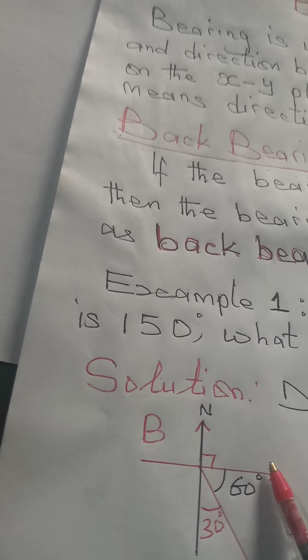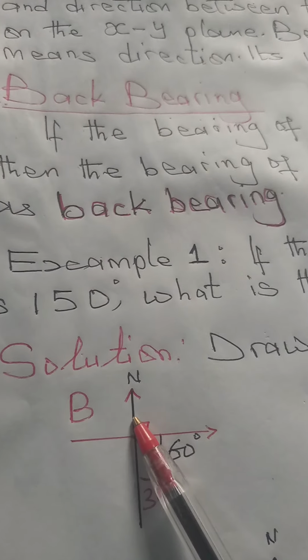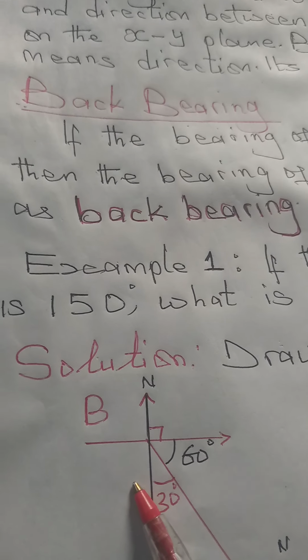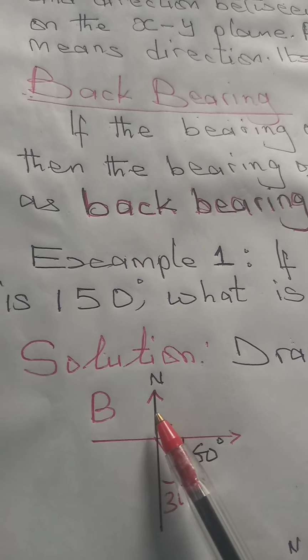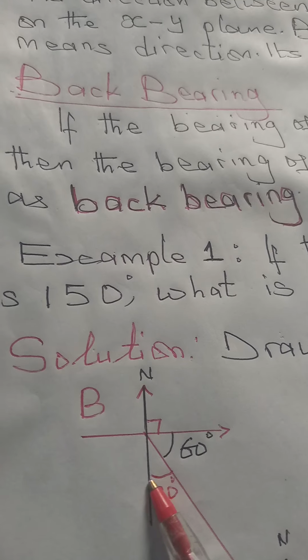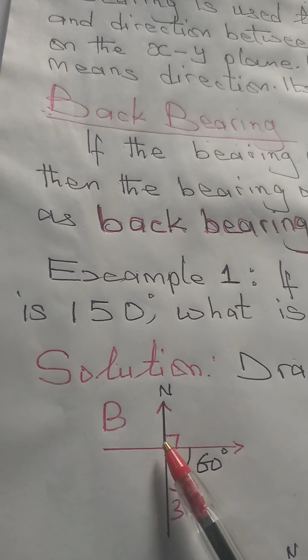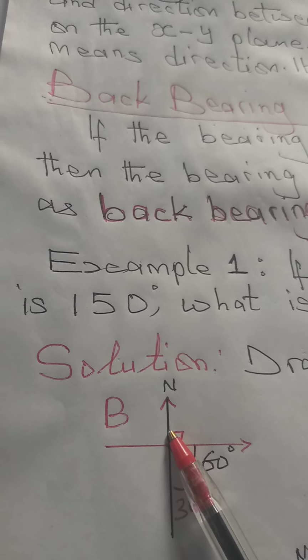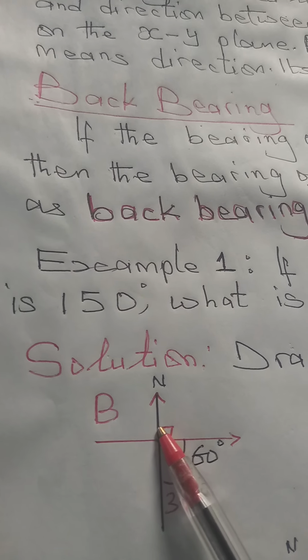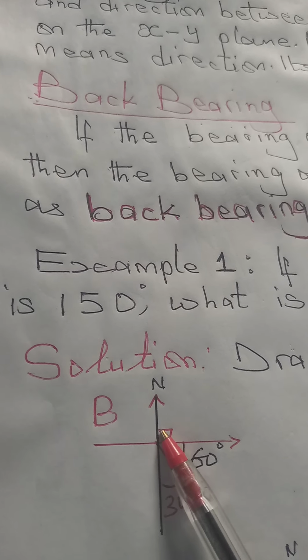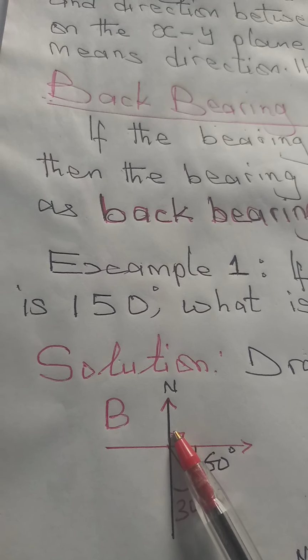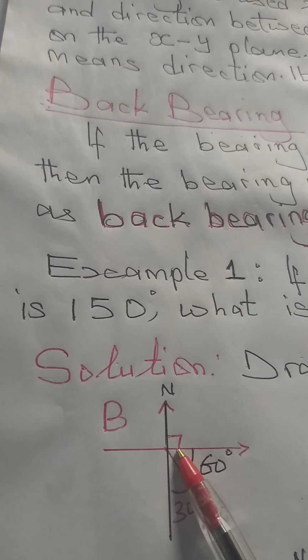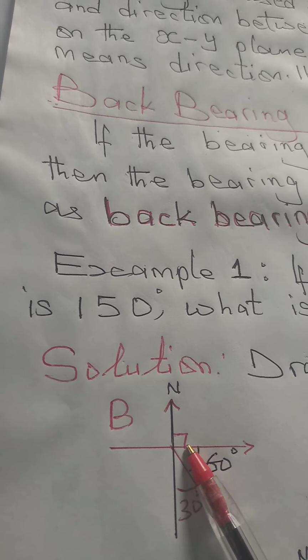Now, angles are measured from the north in clockwise direction. Since we are starting from B and the bearing of A from B is 150, we measure 150 degrees from the north in clockwise direction. So, as you can see from my pen, from this point to this point is 90 degrees.